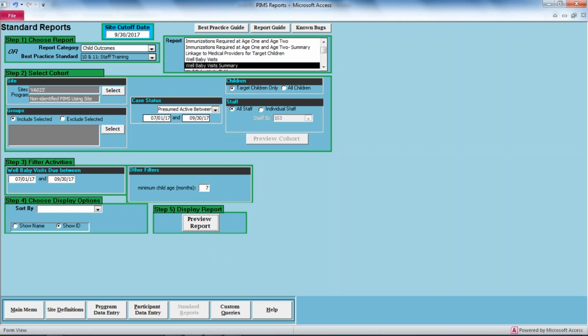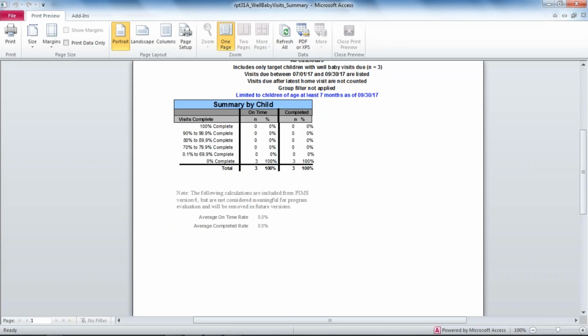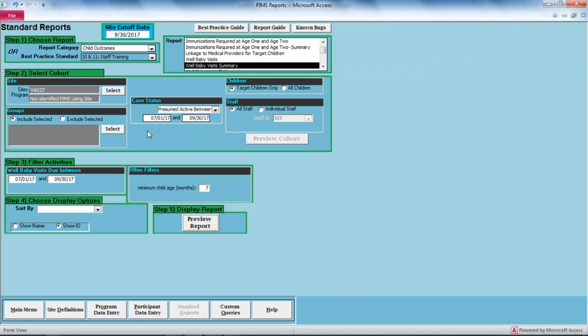I don't know if this site has any people with actual... I haven't run this report, so I don't know. Nope. These folks, the site's probably not recording each well baby visit as they occur, and to my knowledge, that is still considered an optional outcome. But if your site is reporting that, that's the way that you would set it up.